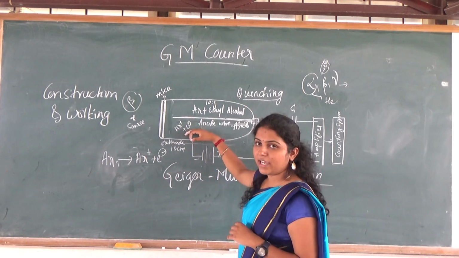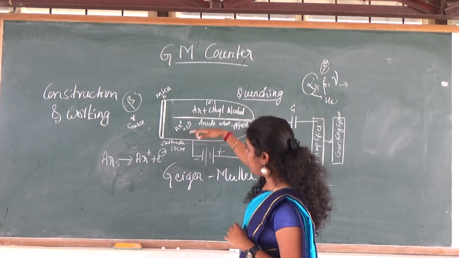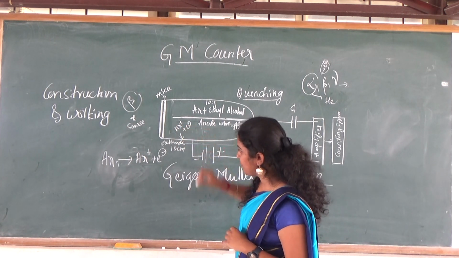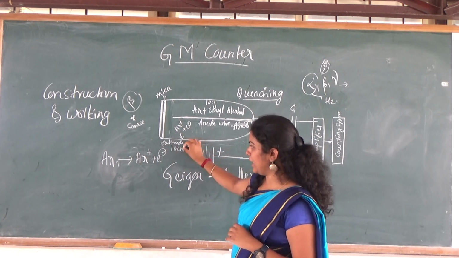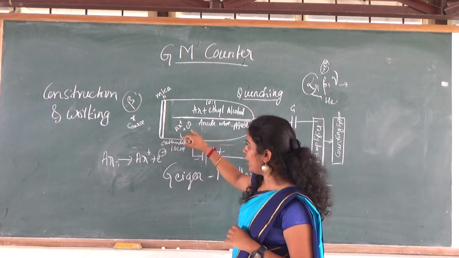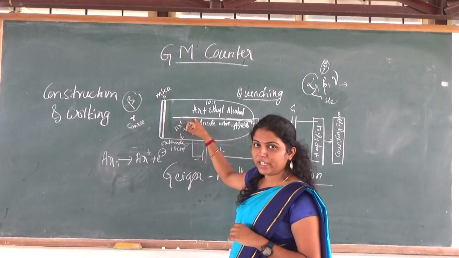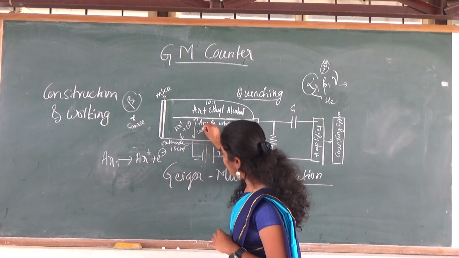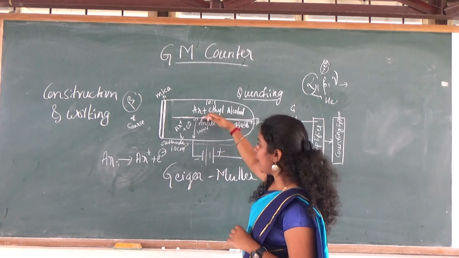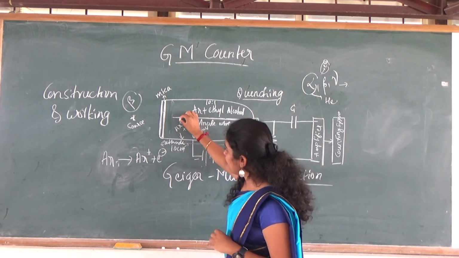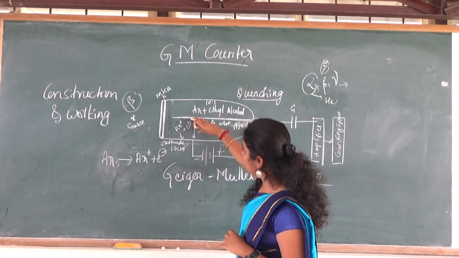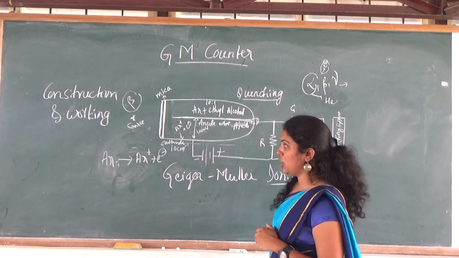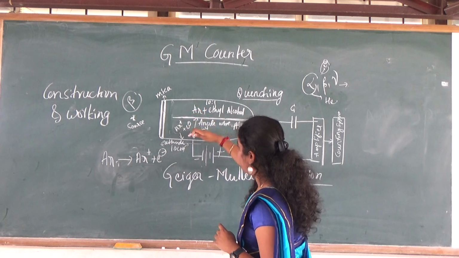What happens to these ions? As we know, this is the anode wire, and this metal body acts as the cathode. The argon ion will move towards the cathode, which is negatively charged, and the electron will move towards the anode wire. There is nearly 1000 volts of potential difference between the anode and cathode. So the ion pair formed, the electron moves towards the anode wire and the argon ion moves towards the cathode. Those will collect at the anode and cathode.